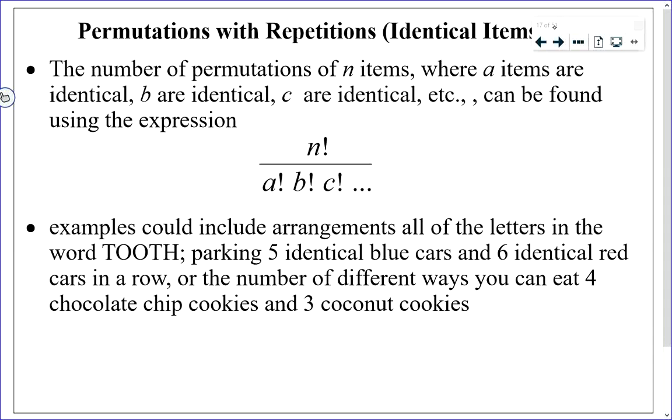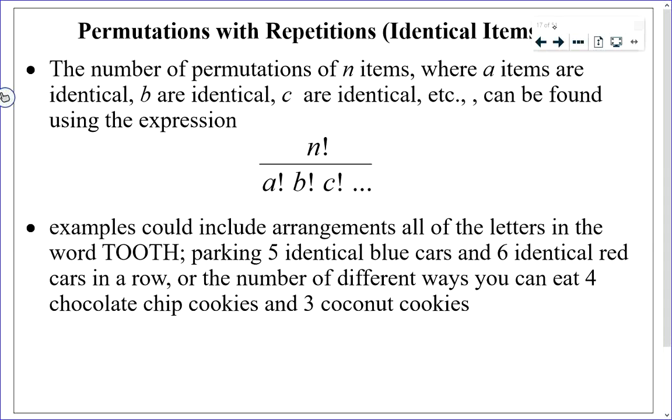If I wanted to park 5 identical blue cars and 6 identical red cars in a row, well, that would be 11 factorial, except for the fact that 5 of the cars are identical and 6 of the cars are identical. So it would actually be 11 factorial divided by 5 factorial and also divided by 6 factorial. There are lots of different illustrations.